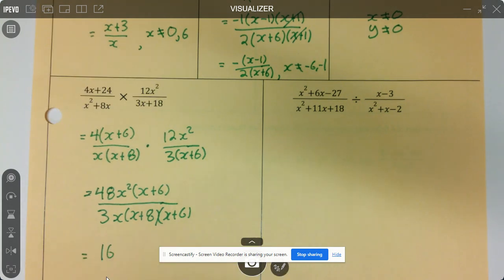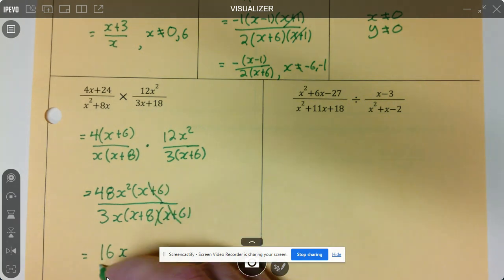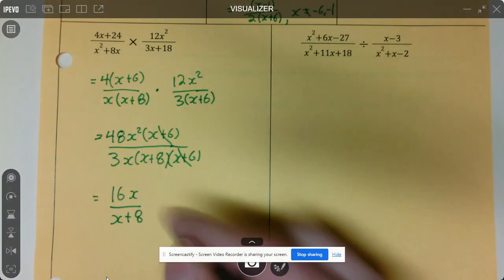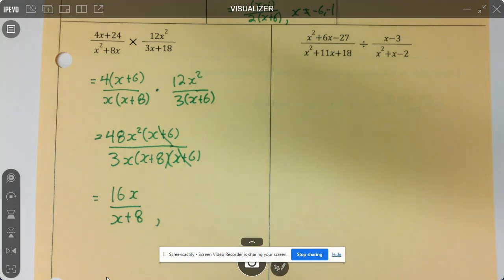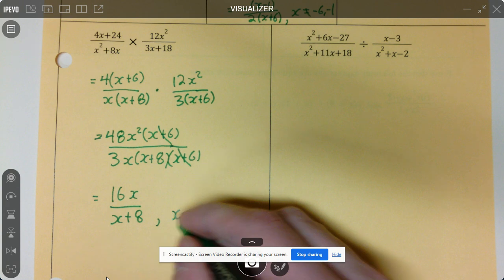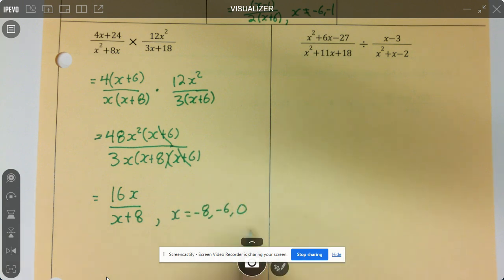48 divided by 3 is 16. X squared divided by x is just 1x left. My x plus 6's are going to cancel out, so I'm left with just 16x over x plus 8. Again, I want to state my restrictions. What would make anything along these numerators equal to 0? Well, x cannot be -8, -6, or 0, because 0 would make this x 0, and anything multiplied by 0 is 0.